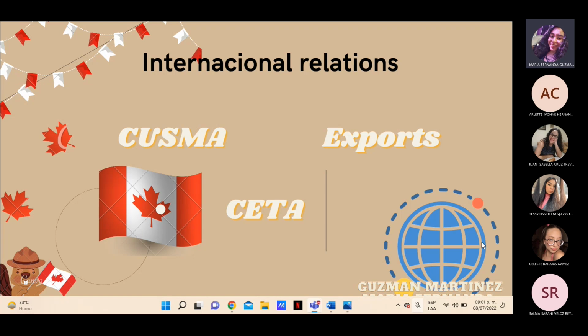And then we pass to exports. Then we have 89% of Canada's exports and 81.2% of imports covered by one of the preferential agreements that were signed with trading partners. Canada has signed bilateral free trade agreements with Chile, Colombia, South Korea, Costa Rica, Honduras, Israel, Jordan, Panama, Peru, the European Free Trade Association, and the last one, Ukraine.